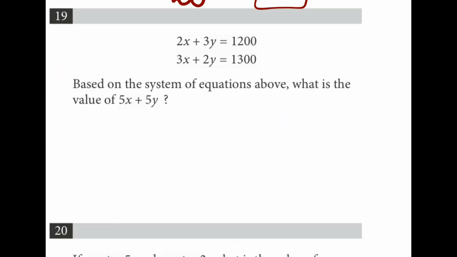19. Based on the system of equations above, what is the value of 5x plus 5y? So you could solve this for x, and then solve for y, and then plug these in and add it all together, but thinking about the rules of elimination, what would happen if I just added straight down all three columns? On the left here, 2x plus 3x is 5x. In the middle, 3y plus 2y is 5y. And on the right, 1200 plus 1300 is 2500.